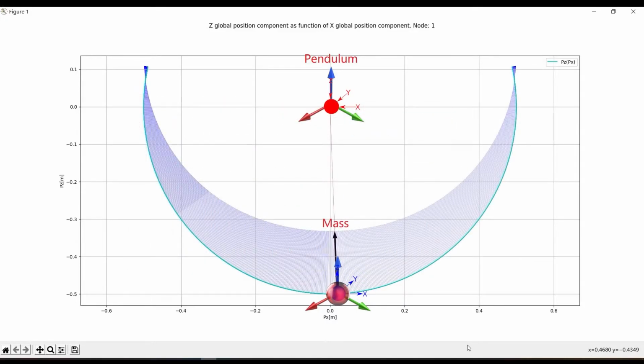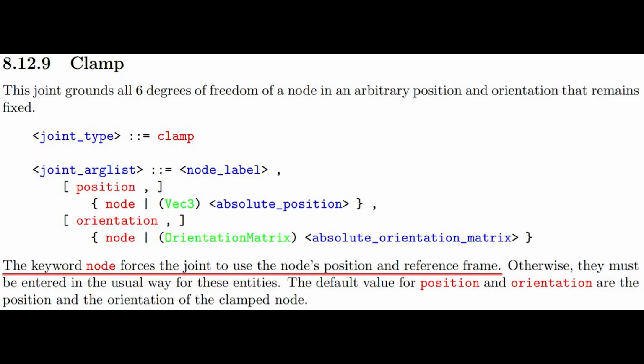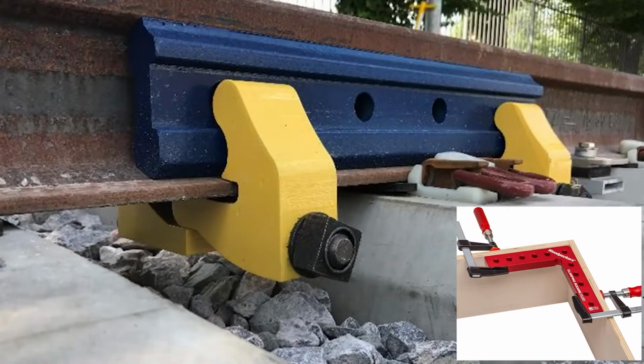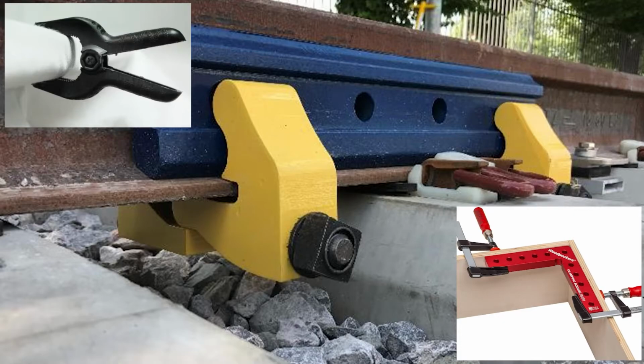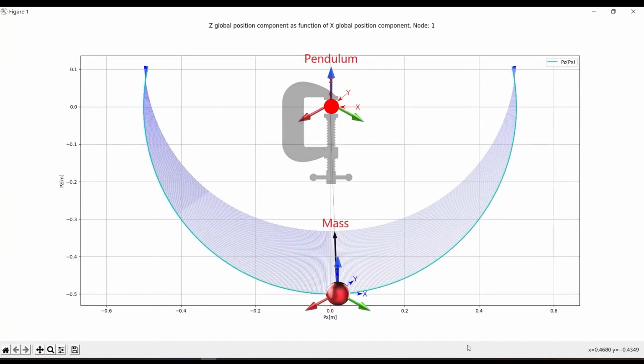Here is a new constraint, clamp constraint. Clamp constraint is a constraint that lets the node not move. The clamp constraint in life is like this. In this example, a clamp constraint is used on the static node to fix the node.